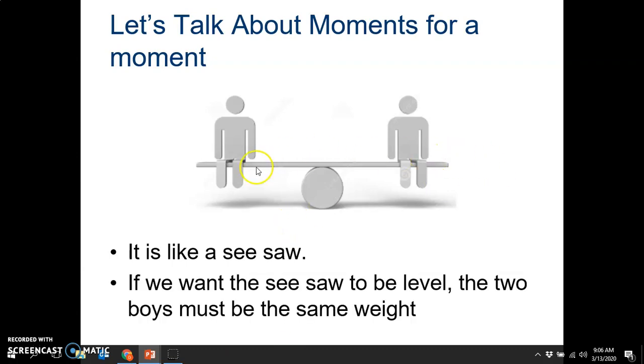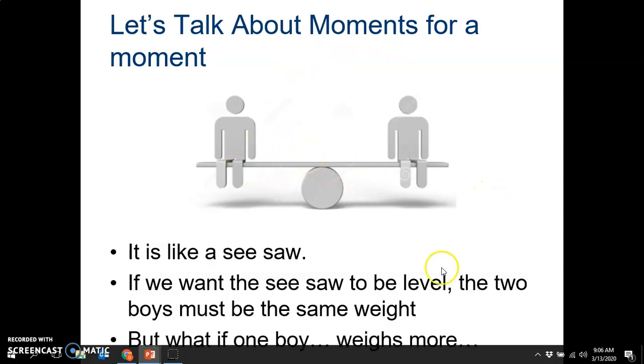If we want the seesaw to be level, remember, if it's not level, it's moving and we're going to have a bad day. The two boys, if they're the same distance away, must be the same weight. So this boy is causing this beam to rotate counterclockwise, and this boy would be causing this beam to move clockwise. Since their moments are equal, they are in equilibrium and the beam does not move.